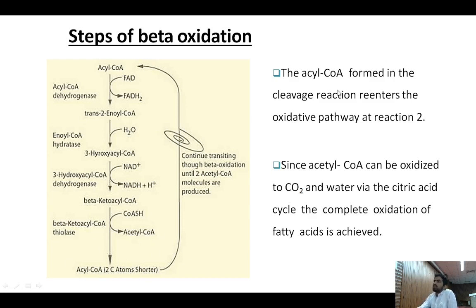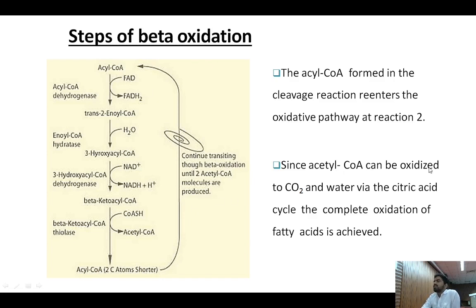Acyl coenzyme A formed in the cleavage reaction re-enters the pathway. So it is the cleavage reaction, here the acetyl coenzyme A molecule is separating. So this acyl coenzyme A from the cleavage reaction re-enters the oxidative pathway as reaction 2, because reaction 1 is the activation of fatty acid, right? So it will re-enter here. So this is what is written here, okay?